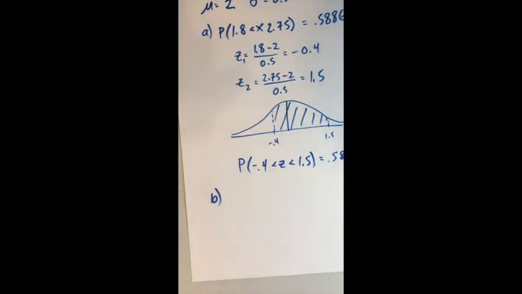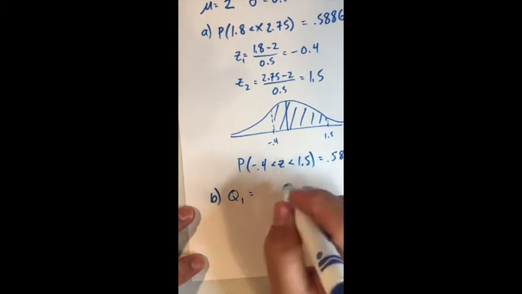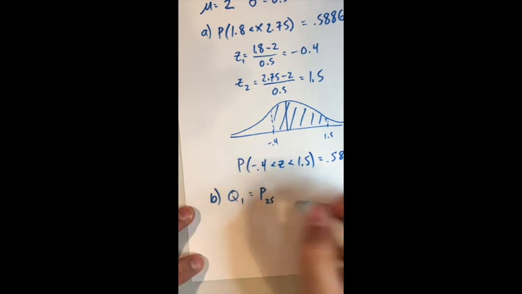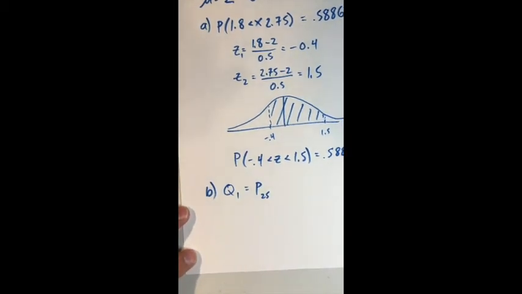Part B, find the maximum number of hours that the bottom quartile of households use a PC for entertainment. So we're trying to find the lower quartile, or Q1. And remember that the lower quartile is equivalent to the 25th percentile. Right? The bottom quarter is the same as the bottom 25%.